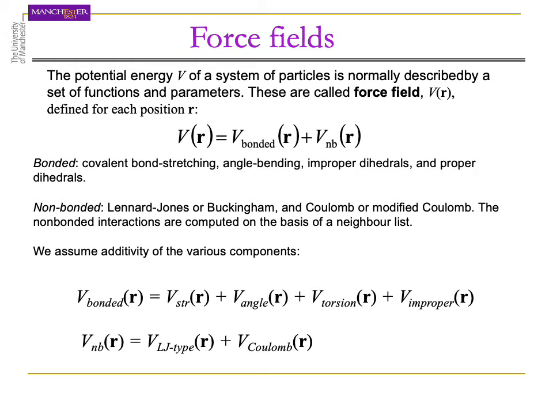The non-bonded part of the potential instead is described as the sum of two main terms. The first describes the van der Waals interaction, and it is modeled using a Lennard-Jones type potential or Buckingham potential, and the electrostatic part of the non-bonded interactions is described using the Coulomb potential.